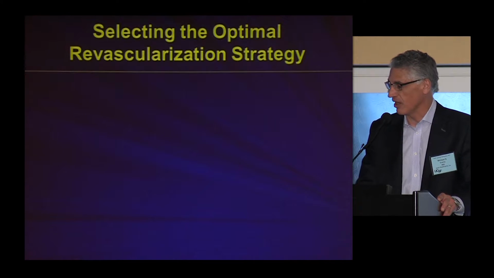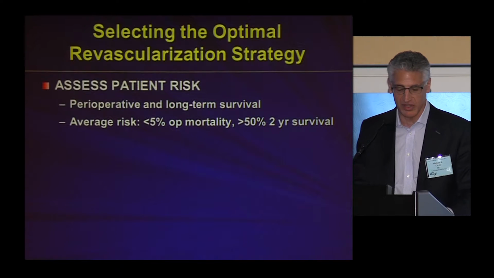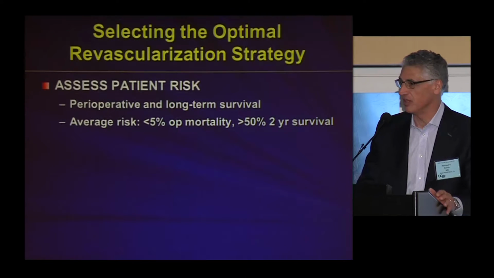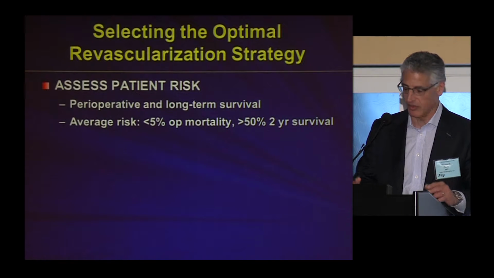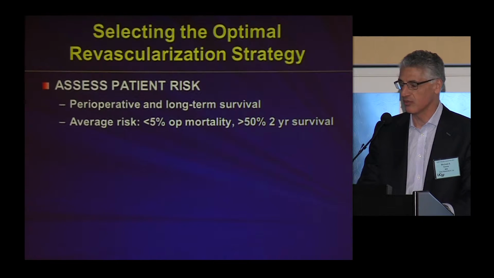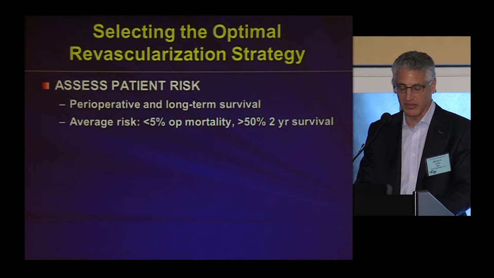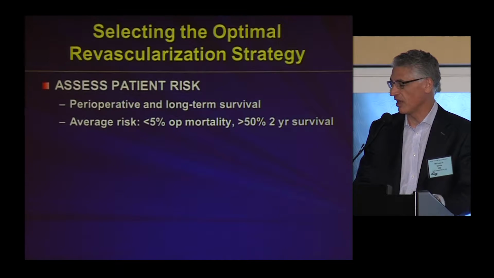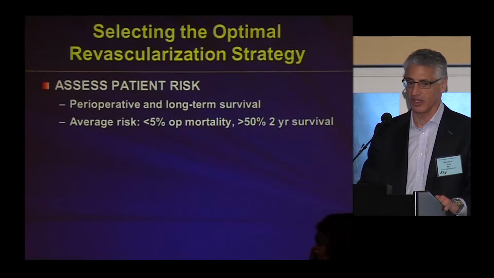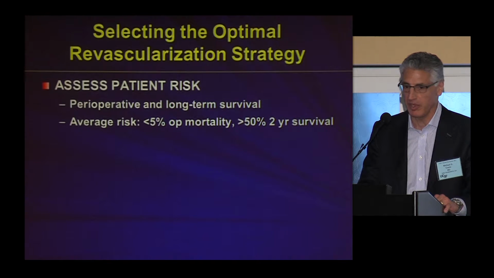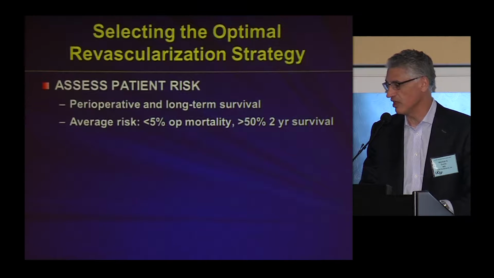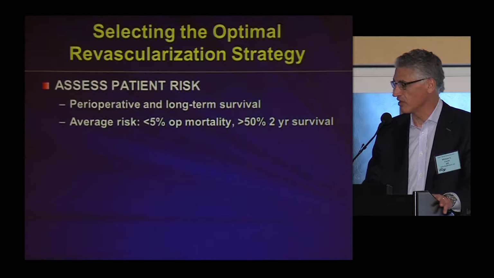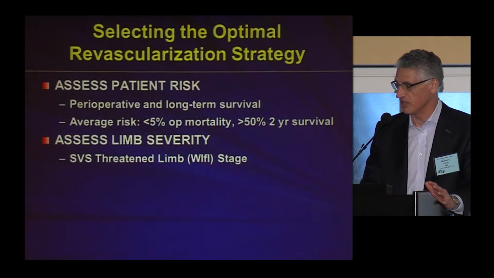When we think about selecting the optimal revascularization strategy, you've heard a lot about this in different pieces. I'm going to put it together very quickly because we try to do this quickly. We see patients together, and we determine pretty quickly if we think there's a problem with the vascular supply, and then you go through a set of algorithms. First of all, what kind of patient is this? What kind of risk do they present for surgery? What's their long-term survival? How functional are they? Is this a limb salvage candidate?